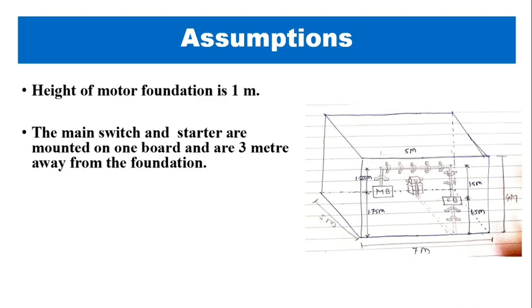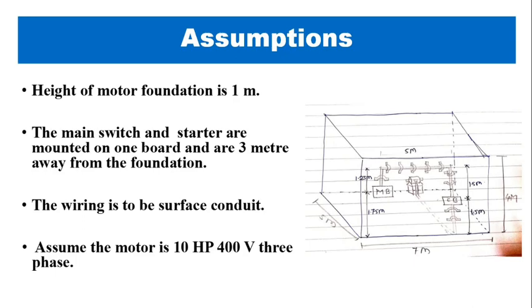The next one is the wiring is to be surface conduit wiring. So we have considered that the wiring required for installation is surface conduit wiring. Next, you have not been given whether the motor is single phase or 3 phase. So we have considered the motor is 10 HP, as you have given in the example, but we will assume the motor is 10 HP, 400 volt, 3 phase motor. So these are some assumptions you have to make to solve this industrial installation.